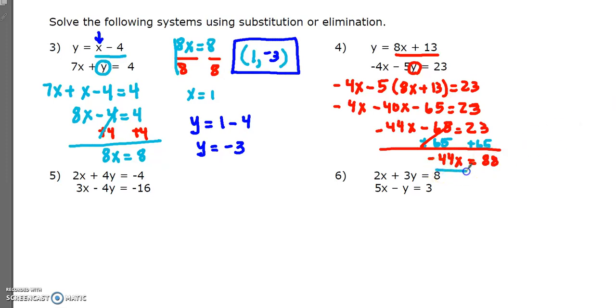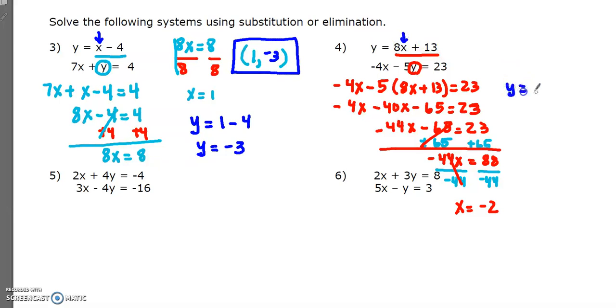And then I will divide by negative 44. And that will leave me a negative 2 for my x. Again, I need to take then that x value of negative 2, and I'm going to replace my x here and solve for the y.